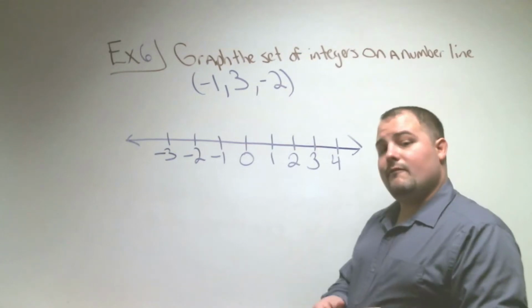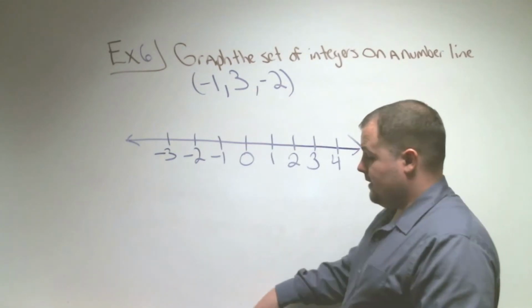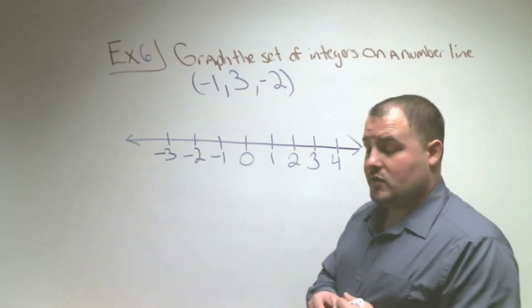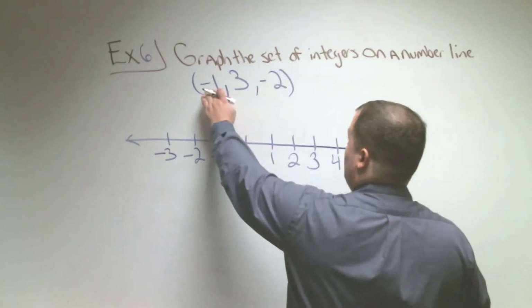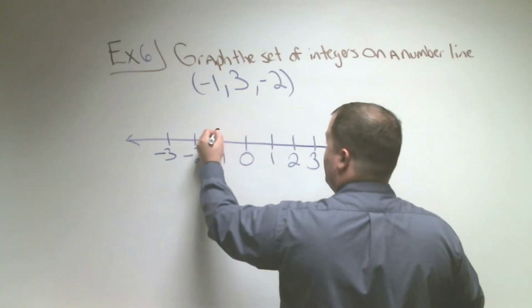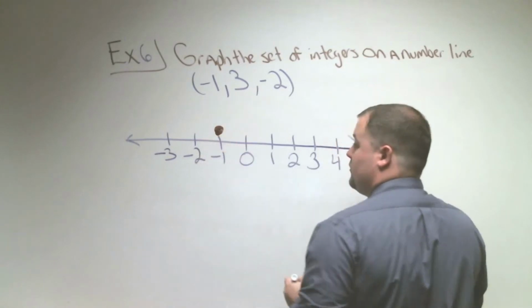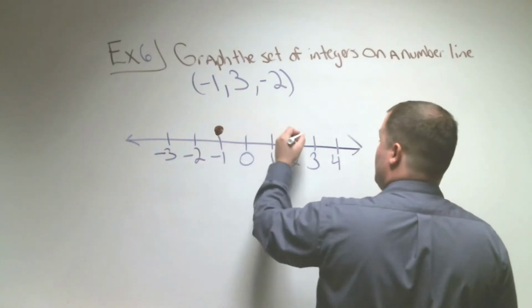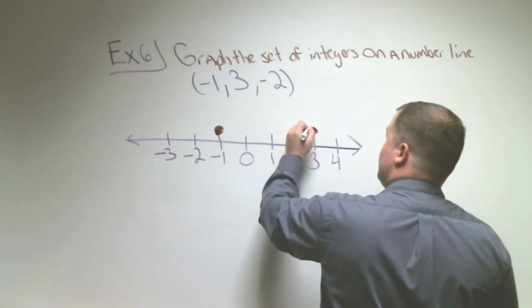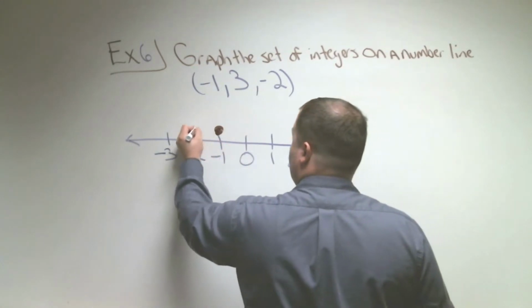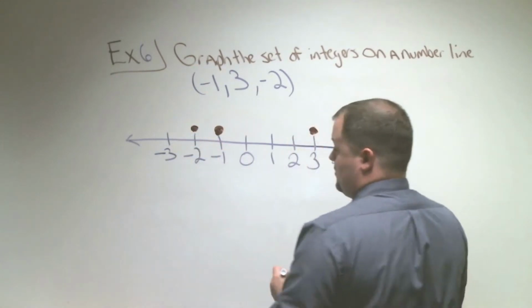Alright, so I have all these points on the graph. Now what I want to do is actually plot these points. So -1, I'm going to go ahead and put a point where -1 would be. 3, go ahead and put a point where 3 would be. And -2, put a point where -2 is.